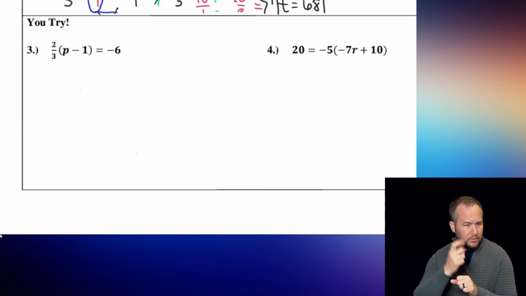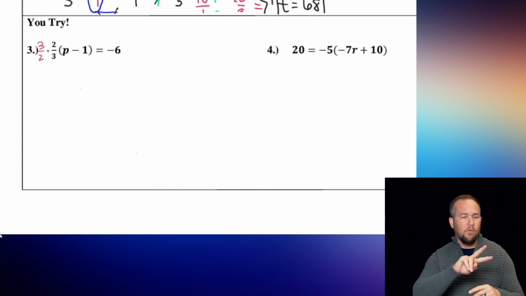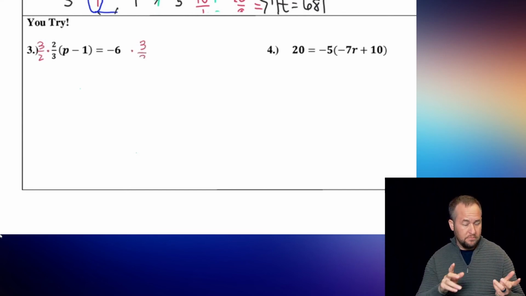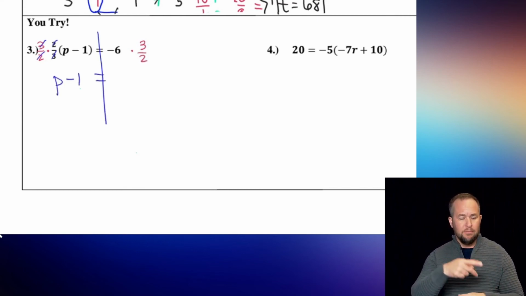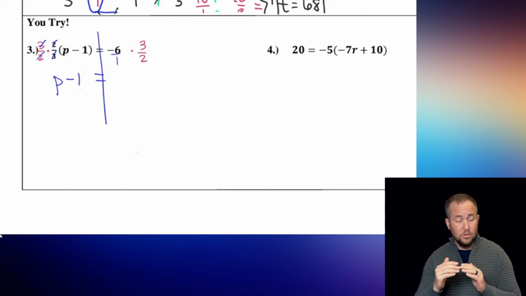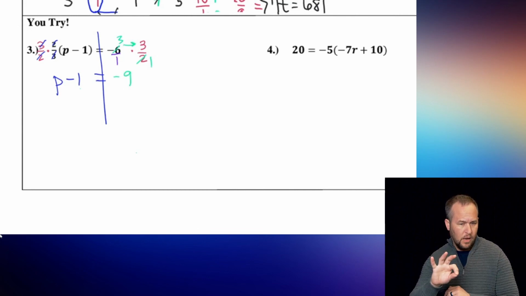So I'm going to work each one of these different ways. So this first one, because I see that fraction, rather than distributing to create more fractions, I'm going to multiply by the reciprocal. So if you chose to distribute, that's fine. I'm going to multiply by 3 over 2. Reason being, this all gets canceled out, and I just have p minus 1 on the left side. And then on the right, I know that it's negative 6 over 1 times 3 over 2. I can cross simplify. This becomes a 3. So when I multiply straight across, I just get negative 9 over 1, or negative 9.